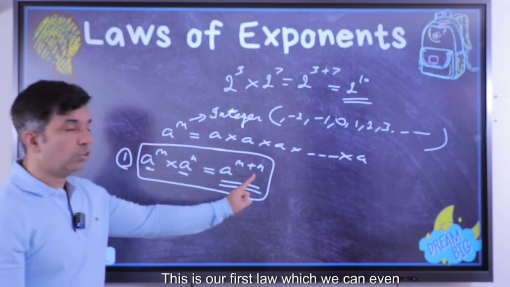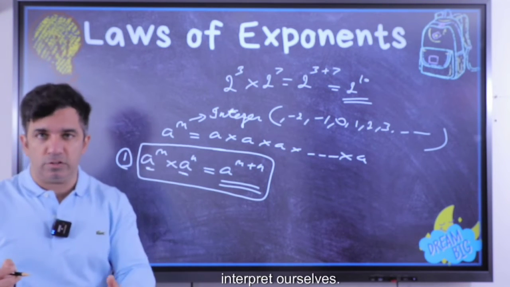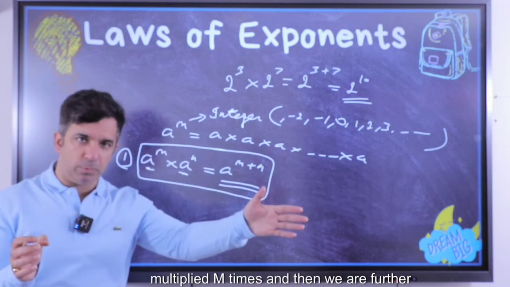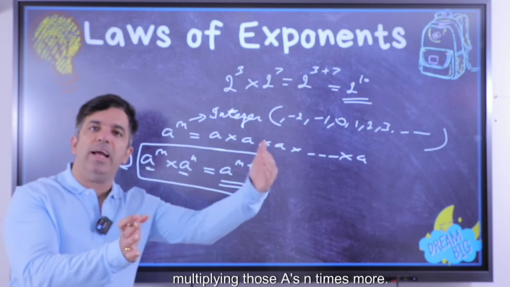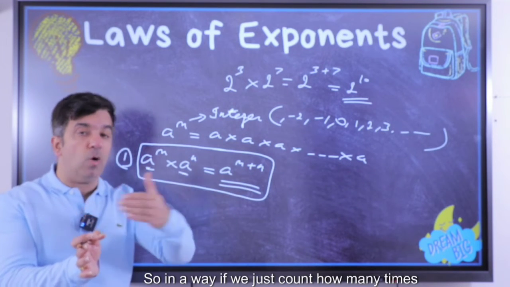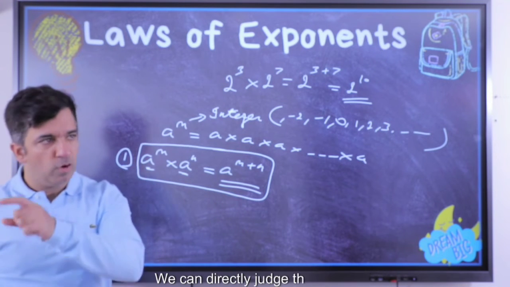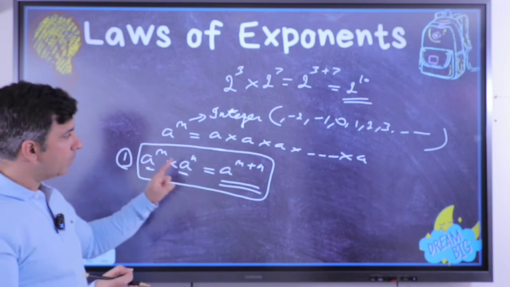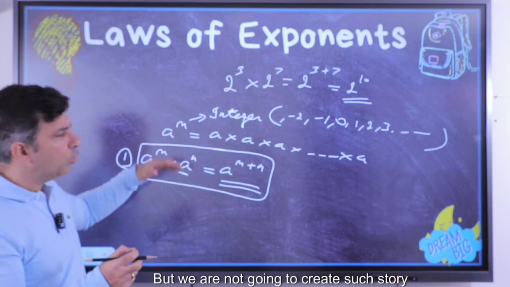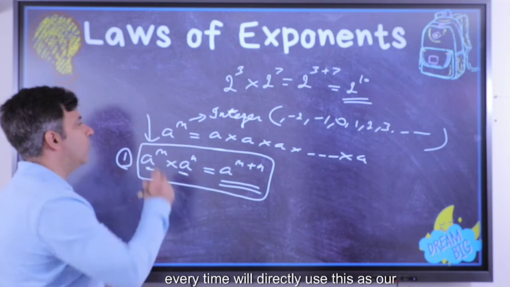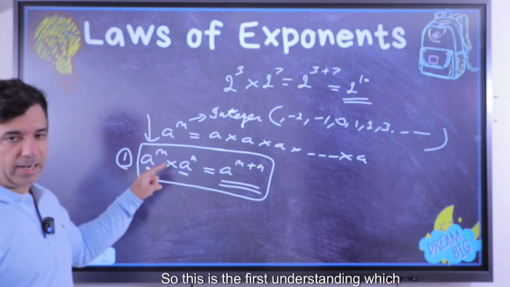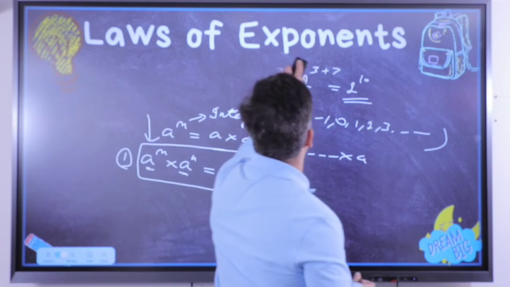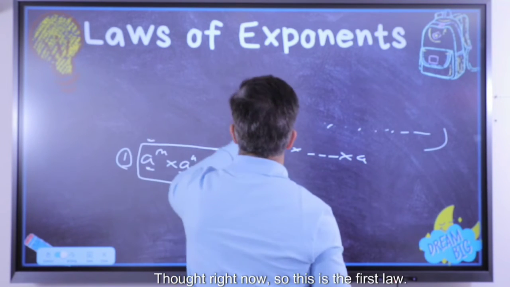This is our first law, which we can even interpret ourselves. We can directly judge that a raised to the power m means a is being multiplied m times, and then we are further multiplying those a's n times more. If we just count how many times these a's are being multiplied, we can directly judge that the number of times is actually m plus n. But we are not going to create such a story every time. We'll directly use this as our first formula. This is the first understanding which we'll keep in our mind from now onwards. This is the first law.